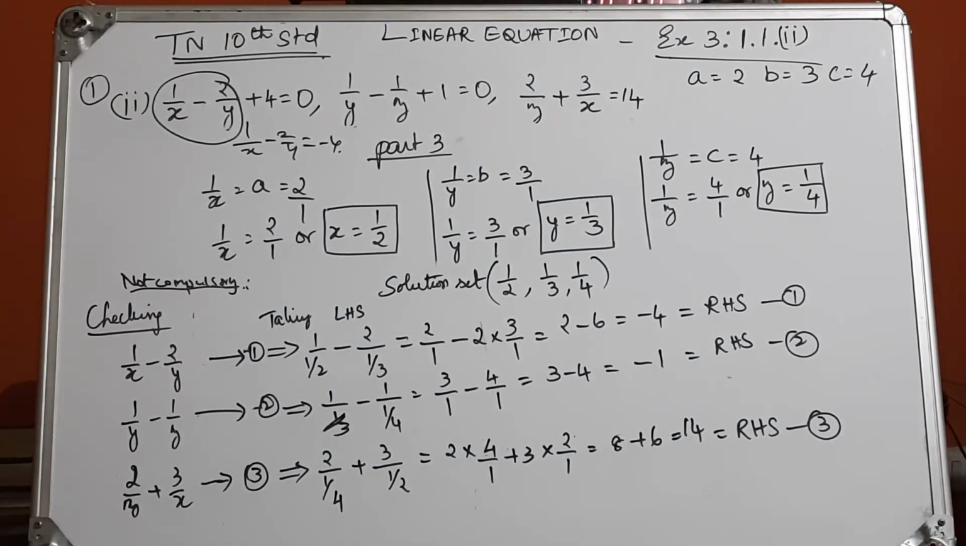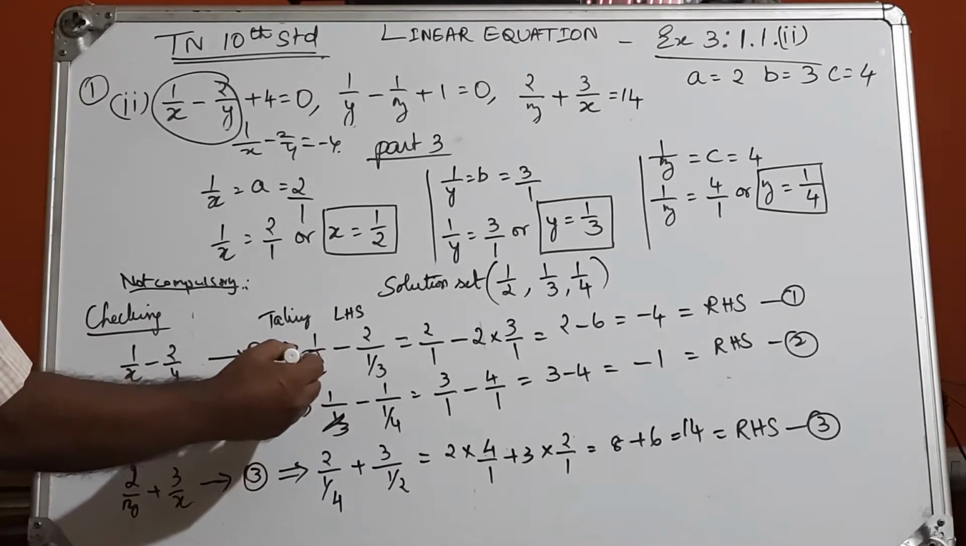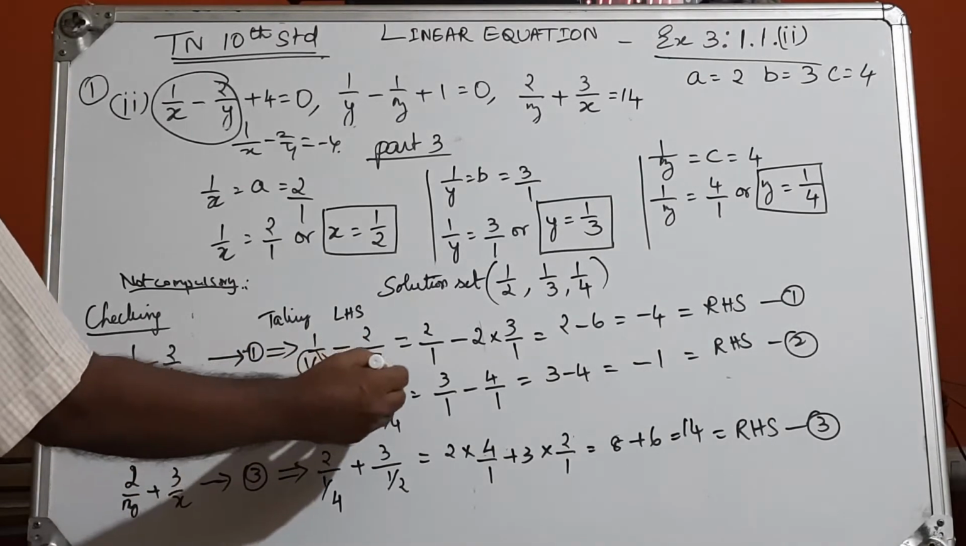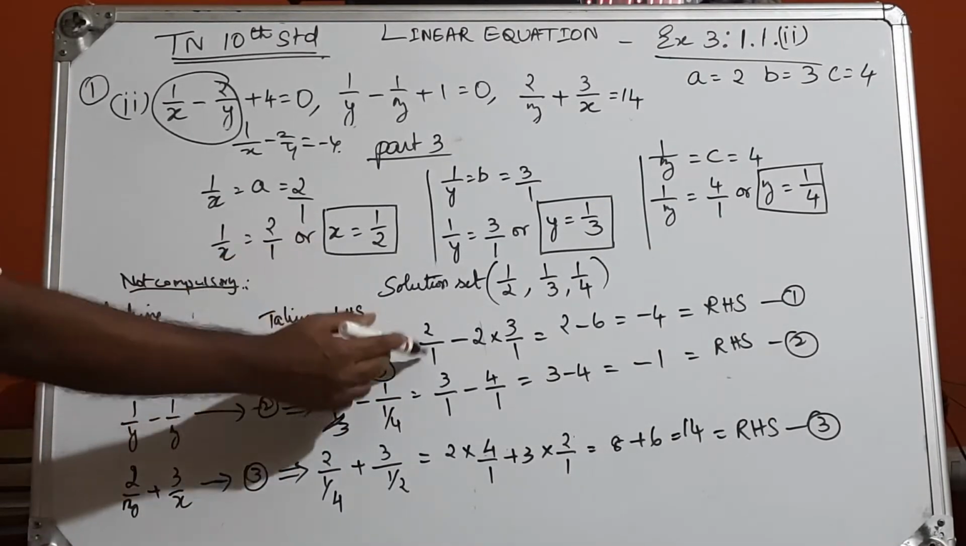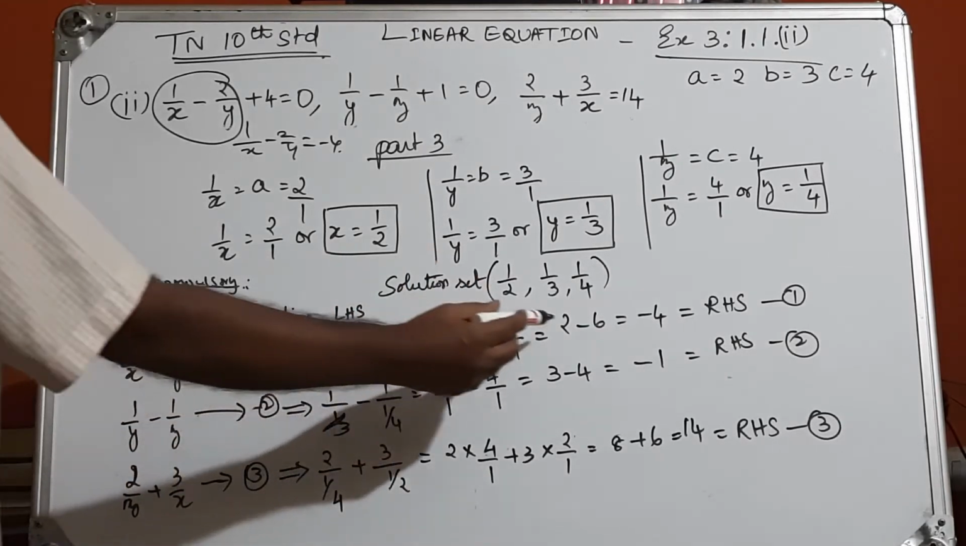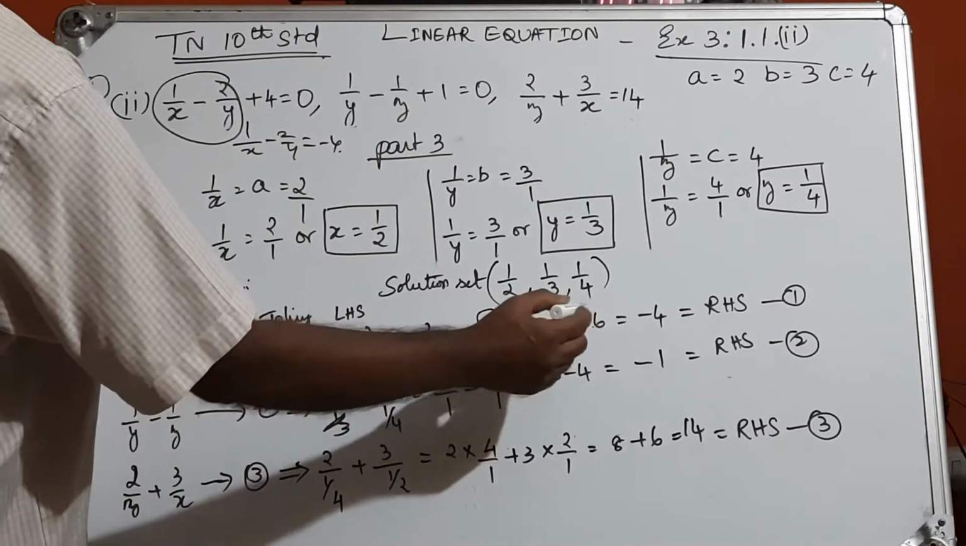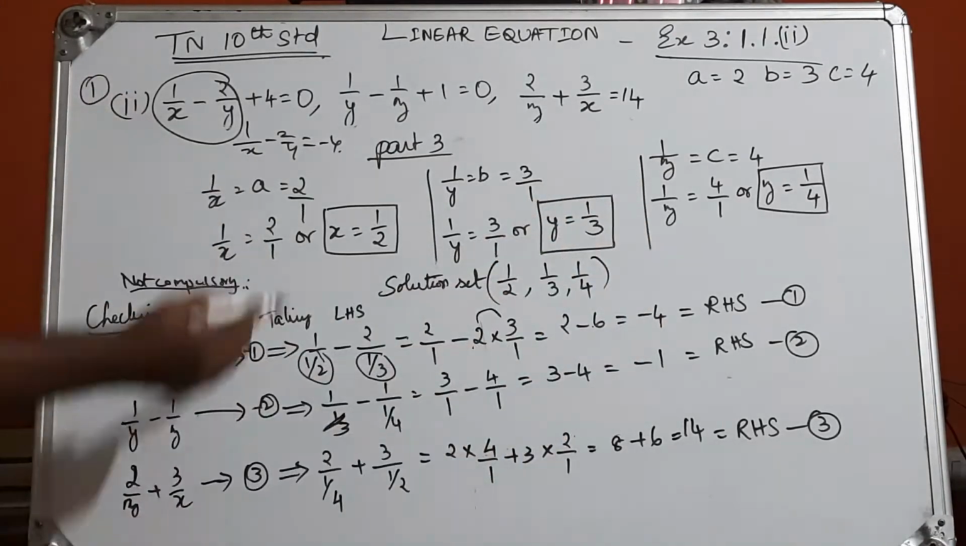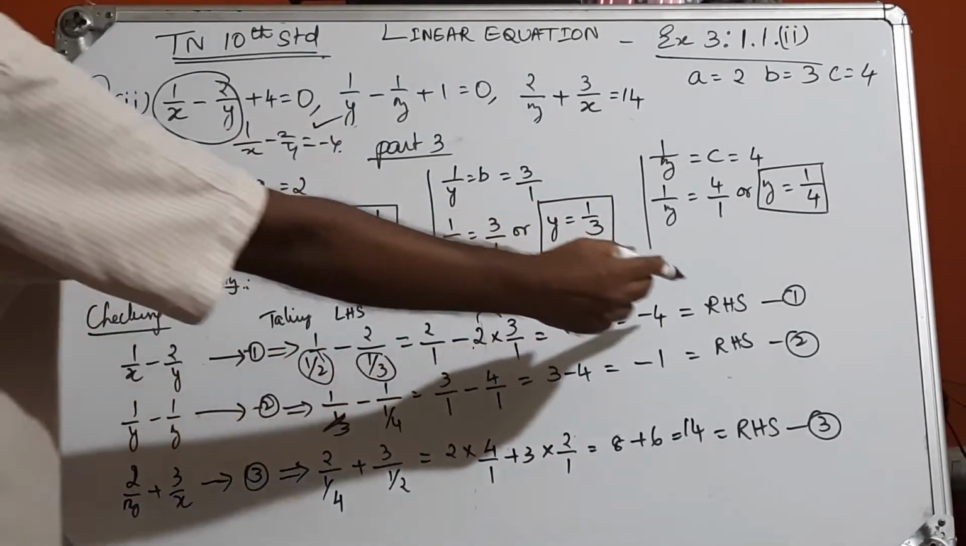1 by x you put as 1 by 2. And y you put as 1 by 3. And the 1 by 2 will become upside down as 2 by 1. Minus 2 into 1 by 3 will become 3 by 1. 2 by 1 is 2. 2 3s are 6. 2 minus 6 is minus 4. That's what is here. This is the right hand side.